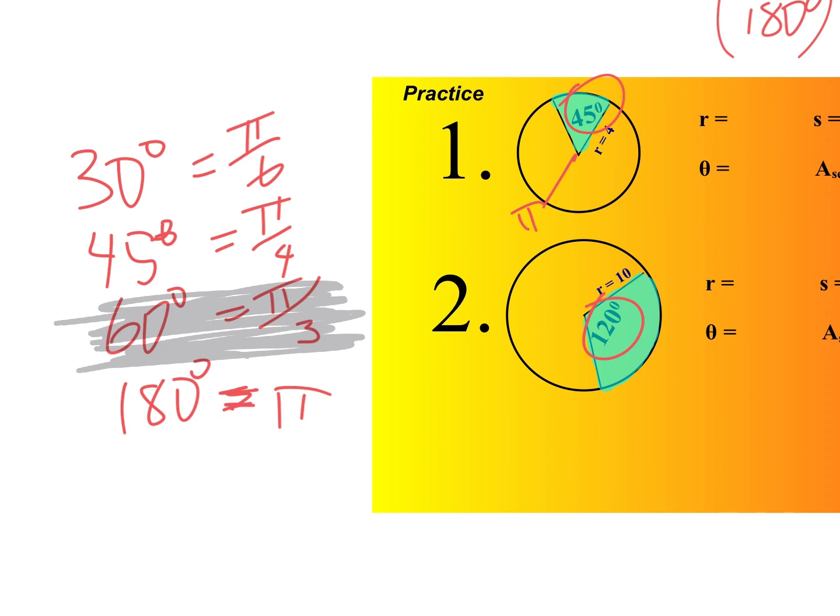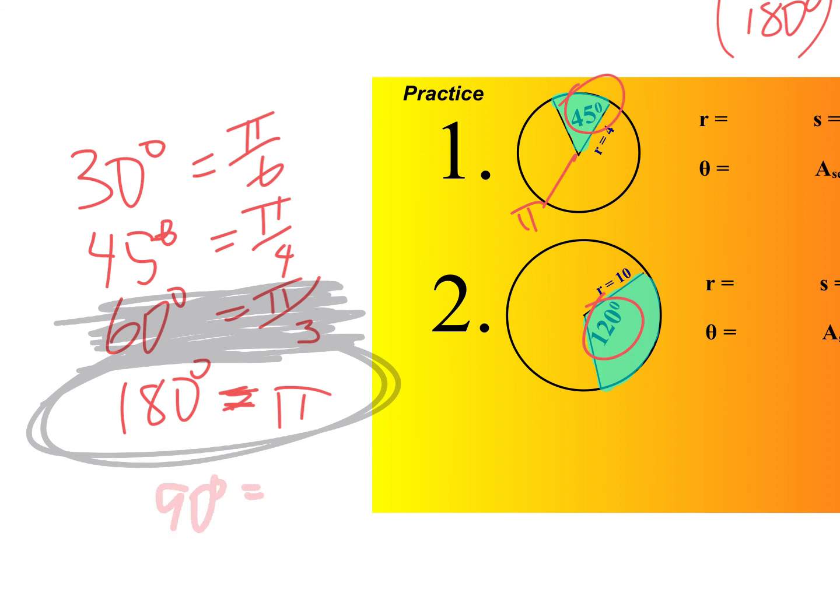Because I think you'd get 90 by knowing this one. If you know 180 is pi, then do you get that 90 would be half of that? Pi over 2. If you want to just put that on your list, you should know that one too. But I think knowing pi is 180 would get you most of these.